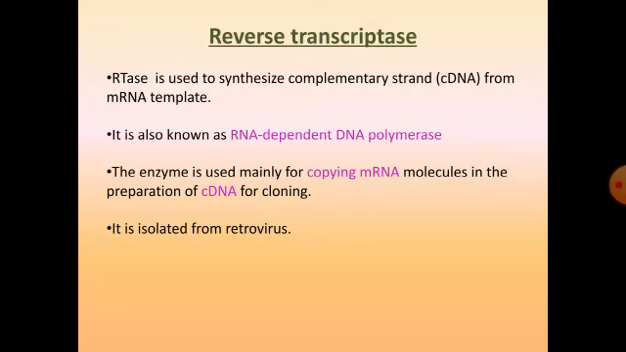The next enzyme is reverse transcriptase, or simply RTase, which is used to synthesize the complementary strand, that is cDNA, from an mRNA template. It is also known as RNA-dependent DNA polymerase. The enzyme is used mainly for copying mRNA molecules in the preparation of cDNA for cloning. Reverse transcriptase is isolated from retrovirus.